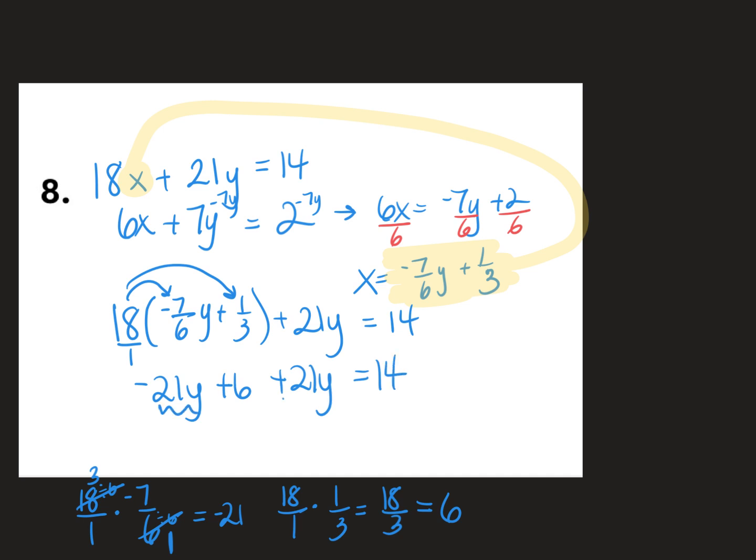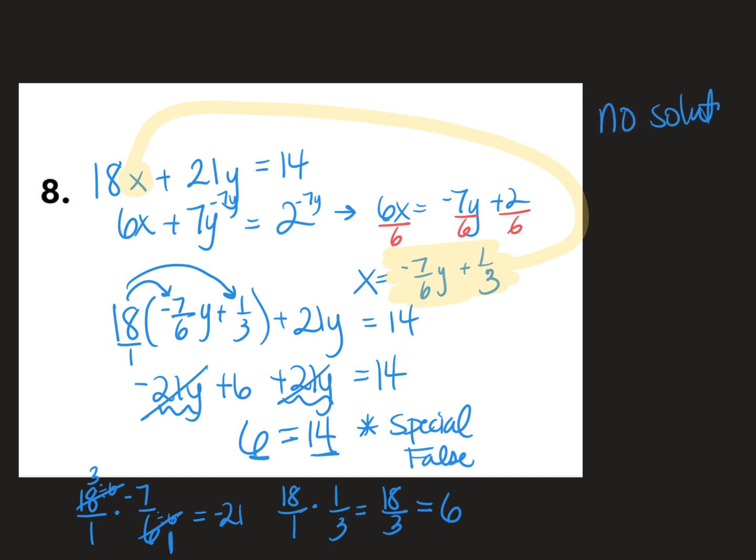Combine like terms. These are like terms. Negative 21y plus 21y goes away. They make 0. I have no y's left. So I'm left with 6 equals 14. That means this is a special answer. By special, I mean the answer is either infinitely many solutions or no solution. Is this a true statement or a false statement? Does 6 equal 14? No, that's false. So when it's false, the answer is no solution. When it's true, it's infinitely many solutions.